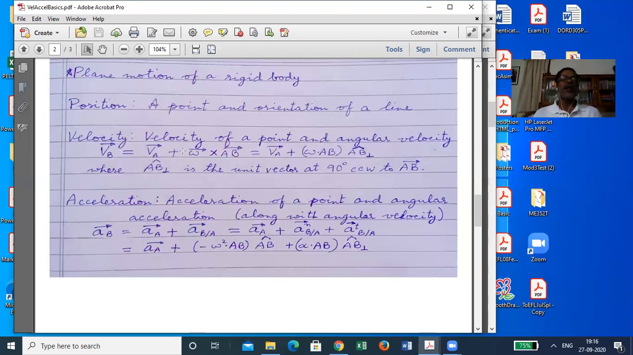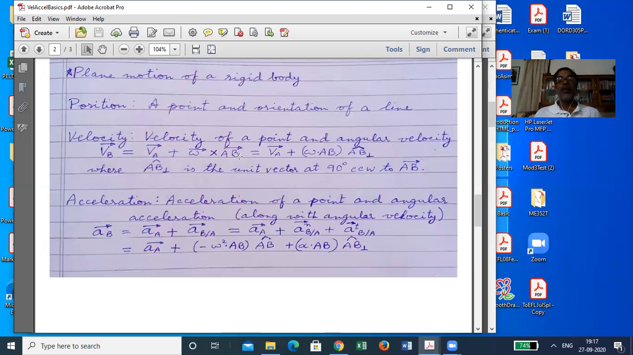So with this much information, velocity of one point and angular velocity of the body, you can get the velocity of any other point on the body. Say velocity of point B, that will be velocity of point A plus omega cross this relative position vector, vector AB, right? And this omega cross AB for planar motion is actually very simple to find, because AB is in the plane of motion and omega is perpendicular to that. So these two are essentially mutually perpendicular vectors.